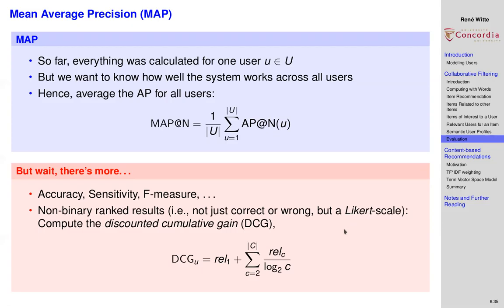But there are also lots of systems where the user can say, this is a good recommendation, a medium one, a bad one, or a totally wrong one. So this is known as a Likert scale. So you have a scale of different outcomes, not just true, false, 0, 1, but something like very good, good, medium, bad, very bad. And then the calculation changes slightly. And what you get is this DCG measure.